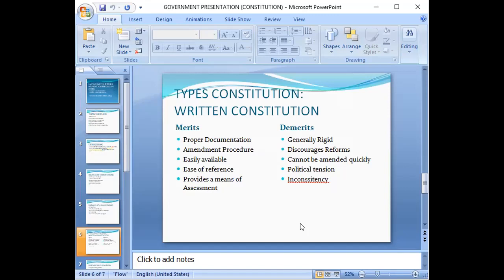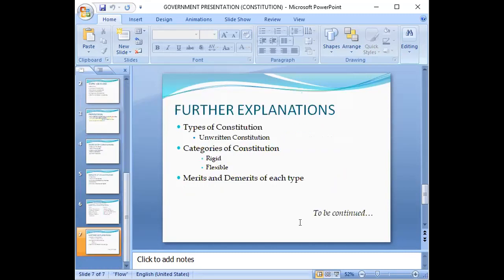Now, let me see. I hope we still have enough time to go on. Okay. Yeah, we still have a few seconds to go on. Moving forward now, we are going to the unwritten constitution. So let me just make this quite easy for us. I'll just read it.